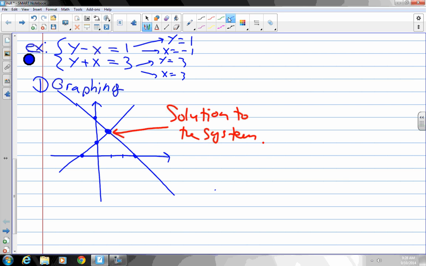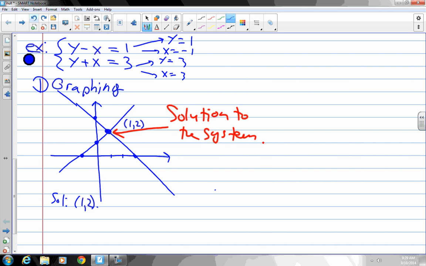And it kind of works, right? If you put 2 for y and 1 for x, you do get 1. You put 2 for y and 1 for x, you do get 3. So it does look like 1 comma 2 is the solution. Okay? Does that make sense?